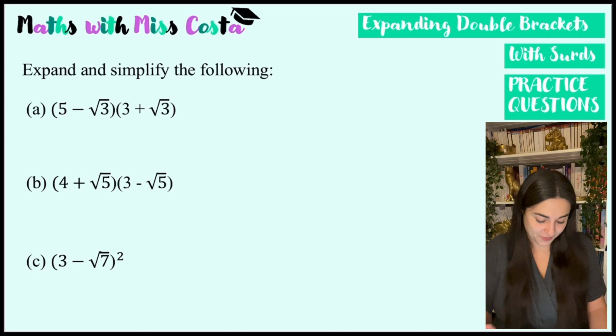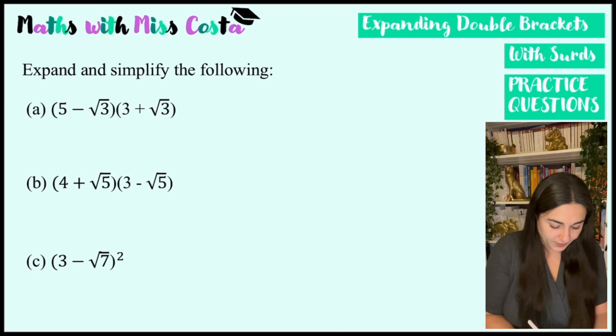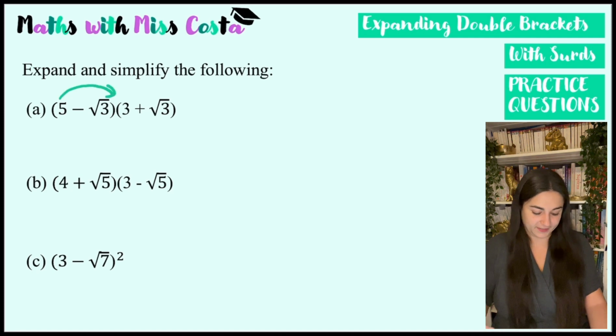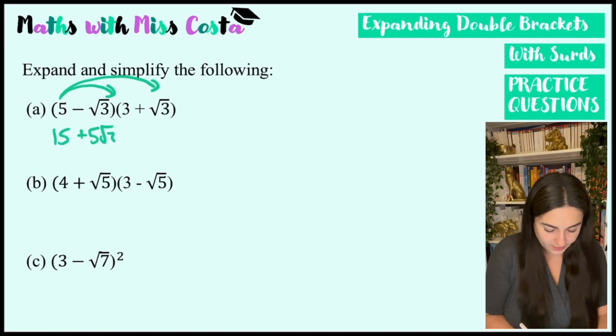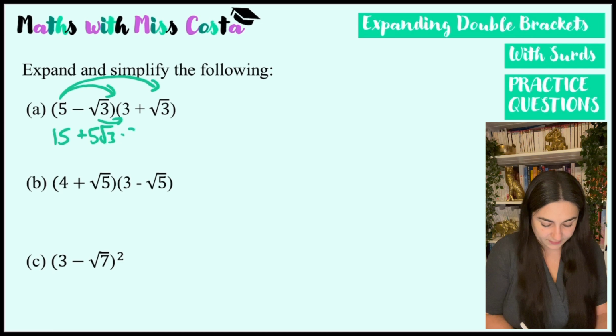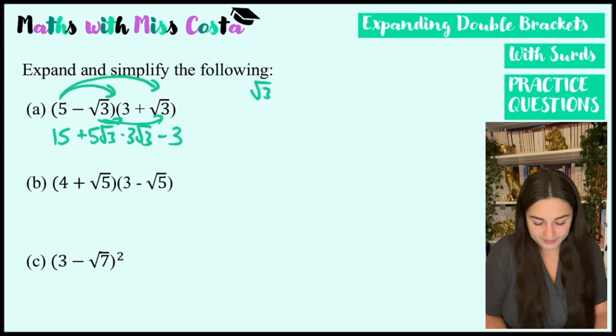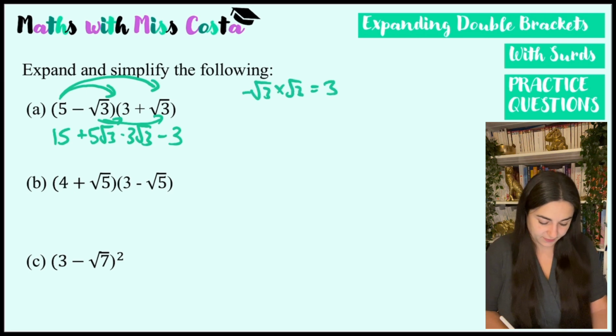Okay, so let's go through the answers. So I won't do the grid method here because of lack of space, but 5 times 3 is going to give me 15. 5 times root 3 is going to give me 5 root 3. Negative root 3 times 3 is going to give me negative 3 root 3. And then negative 3 times by root 3 is going to give me negative 3. Remember, a surd times by itself is its unsurded self.